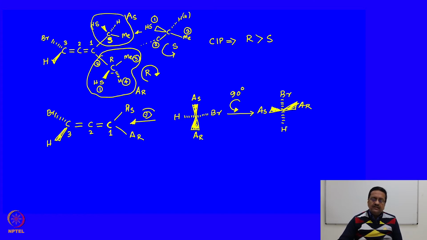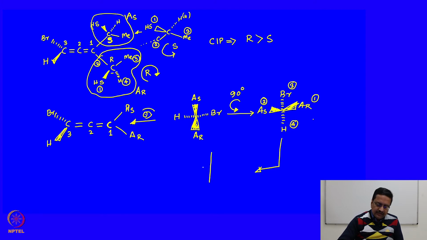So, now based on the priorities, we know that AR has higher priority over AS. So, this is 1, that is 2, this is 3, and hydrogen is 4. Okay, anyway, let us draw the Fischer projection, then we will write the designation. AR with priority 1, AS with priority 2, bromine with priority 3, and hydrogen with priority 4.